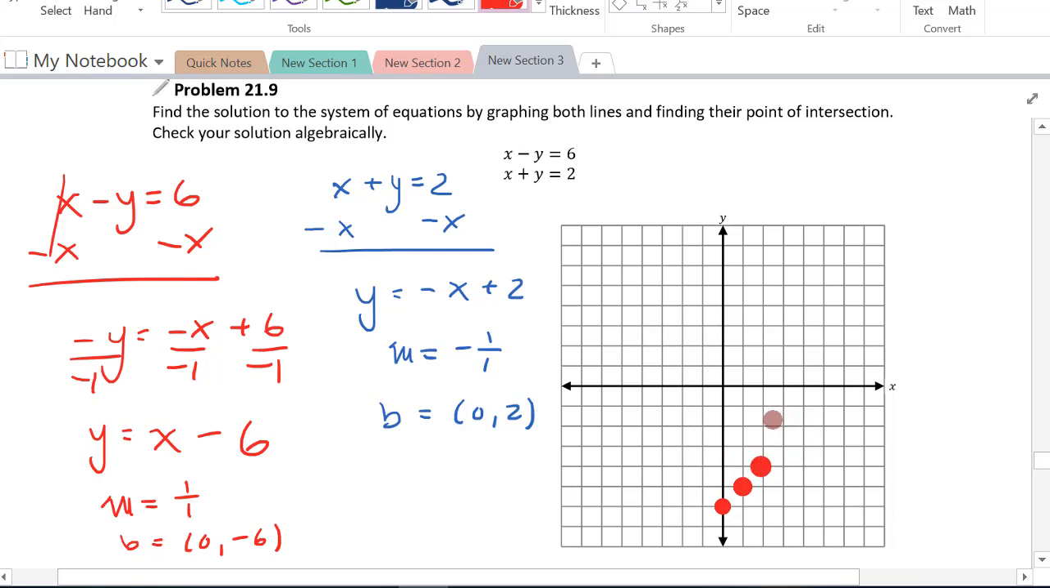There you go. Okay, and let's plot those points. This is 0, negative 6. This one is 1, negative 5. This one is 2, negative 4. Okay, connect the dots as accurately as possible. Okay, let's see.